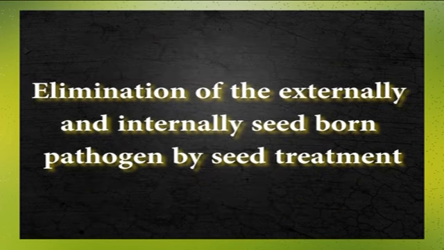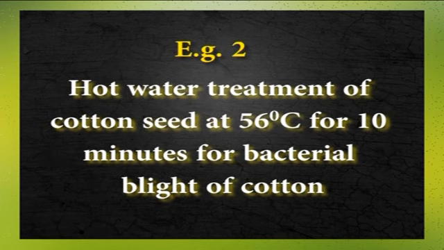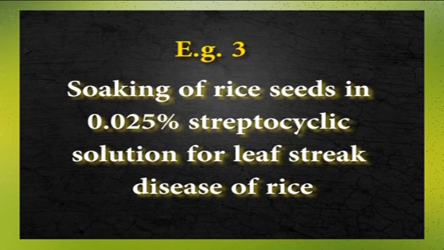Eleventh, elimination of the externally and internally seed-borne pathogen by seed treatment. Example 1, delinting of cotton seed with concentrated sulfuric acid for bacterial blight of cotton. Second example, hot water treatment of cotton seed at 56 degrees centigrade for 10 minutes for bacterial blight of cotton. Third example, soaking of rice seeds in 0.025% streptocycline solution for leaf streak disease of rice.